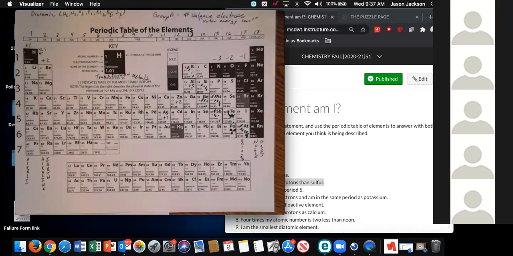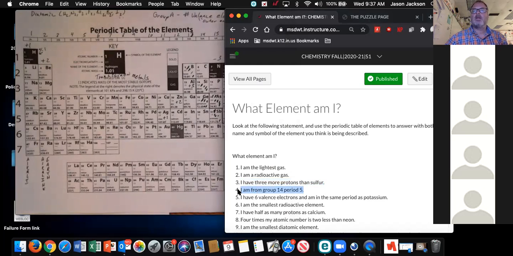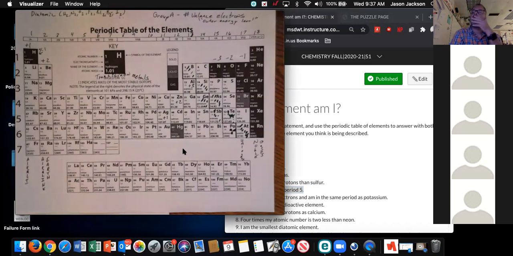Potassium? Potassium is correct. 3 plus 16 is 19. When we look at the atomic number for potassium, we see 19. I'm from group 14, period 5.